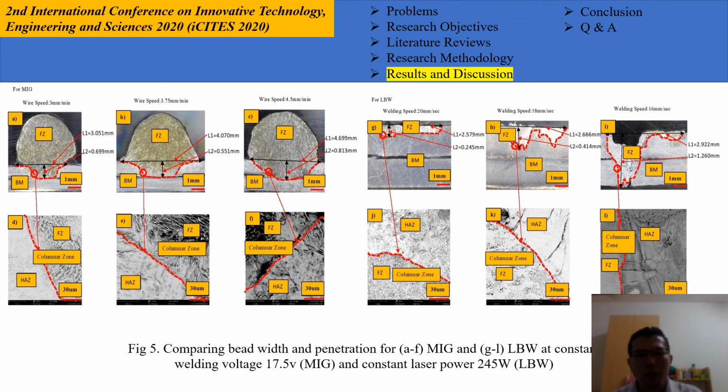Figure 5 compares bandwidth and penetration for MIG and LBW at constant welding voltage 70.5 and constant laser power 245. The figure also indicated that as wire speed is increased, the penetration is increased. For LBW, as the welding speed is decreased, the penetration is increased.